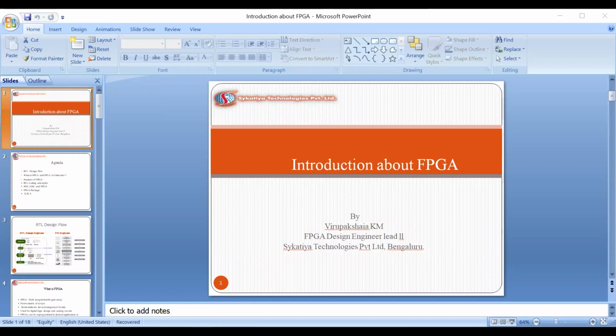First, you will understand what an FPGA is. FPGA is a field programmable gate array. It forms a matrix of arrays. All the designs in the FPGA are arranged in a matrix format, so it is called a gate array. It is a semiconductor device or IC.